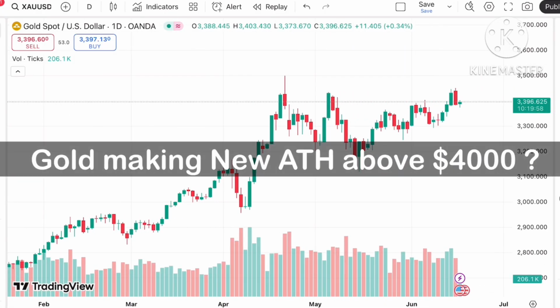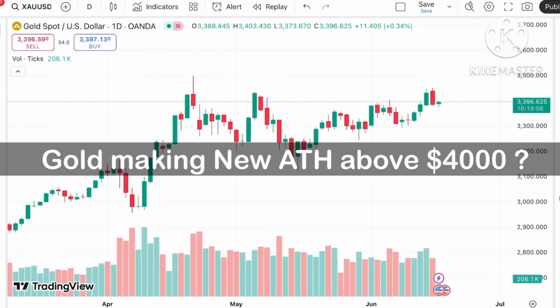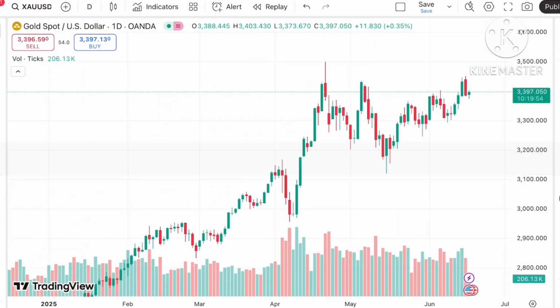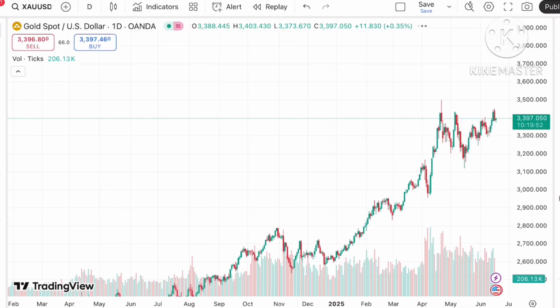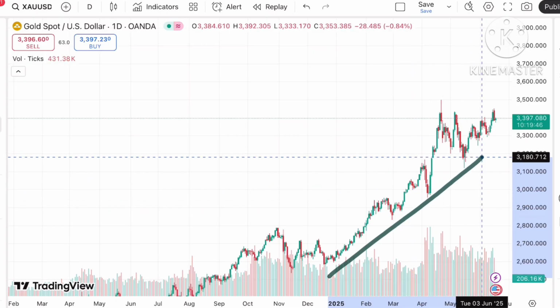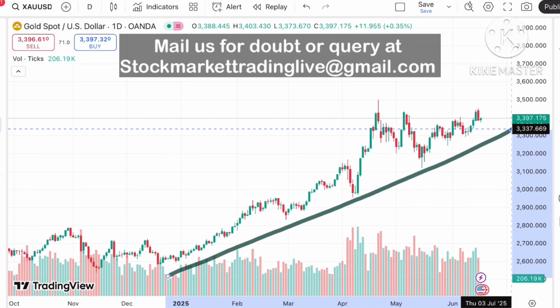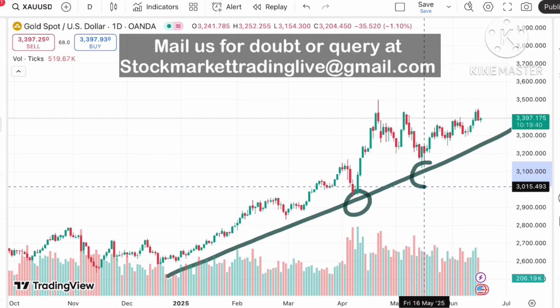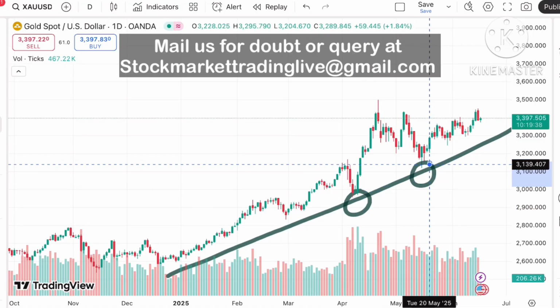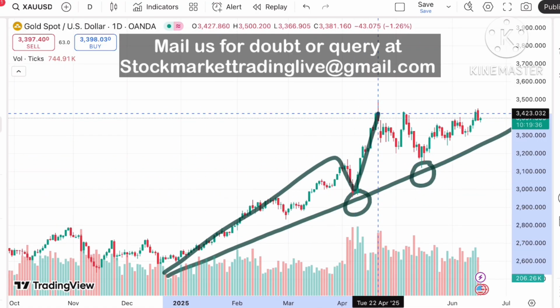So today in this video I'll explain how the price of gold has moved in the last 2 days and how it can move in the next 2 days. If you look at this price of gold, there is a particular pattern forming. If you look at this particular trend, there is a continuous upside. First at this particular level and the second at this particular level, the price is testing this level.